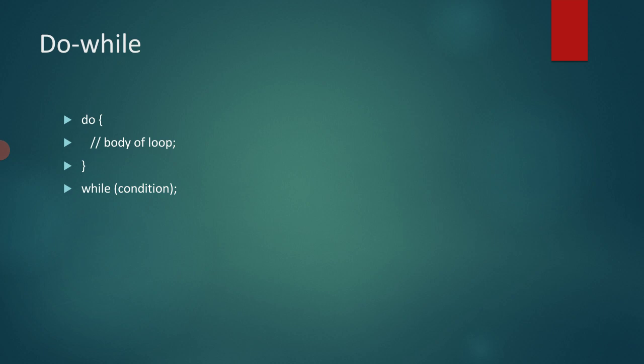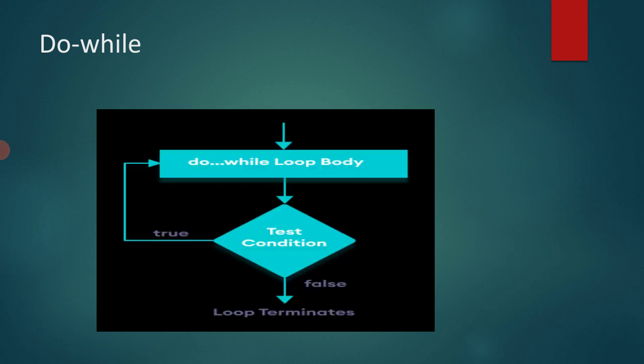So look at the flow chart. There is a difference between while and do while. So in case of while, it first checks the condition and only then decides whether it has to execute the body or not. Whereas in do while, it executes the case at least once and then checks the condition. So if the condition is true, then it will again execute the body of the loop, otherwise it will exit from the loop.